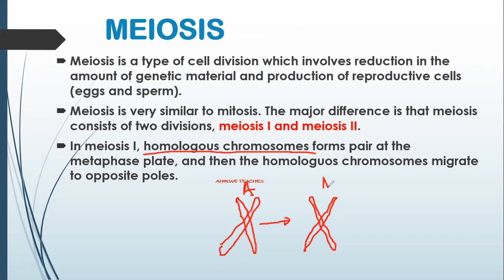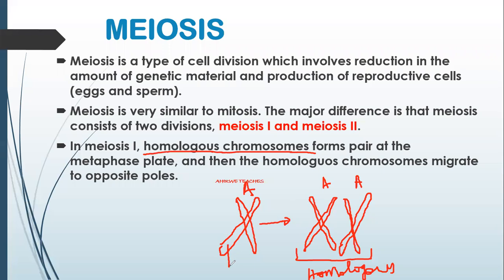Yes, this is chromosome A and another chromosome A. These two chromosomes are the same. They have the same information, everything is the same. So because of that, they are referred to as homologous chromosomes.